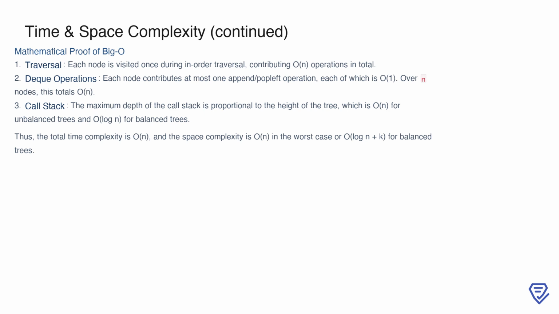Finally, the call stack depth depends on the tree's height. For an unbalanced tree, the height is O(n), while for a balanced tree, it is O(log n). Combining these factors, the time complexity of the function is O(n), and the space complexity is O(n) in the worst case, or O(log n) plus k for balanced trees. This analysis confirms that the optimized approach is efficient for this problem.